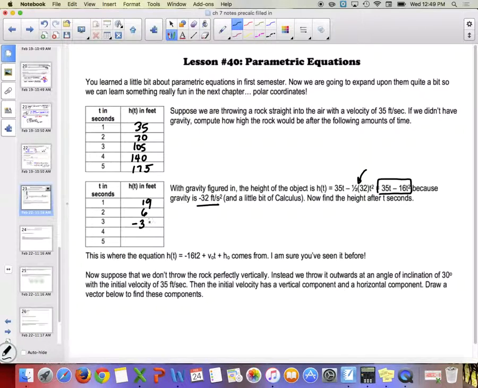You gotta help me out. Negative 39, what did I say? And then negative what? 225. So these are on the ground.